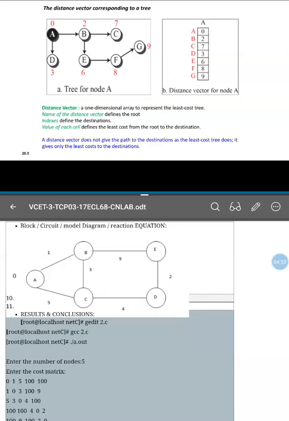Initially, the table will have only the immediate neighbor costs updated. So it is A to A, A to B, A to D. Only so much will be updated. C, E, F, G will be infinity or the largest value. So the distance vector is a one-dimensional array to represent the least cost tree. Here the name of the distance vector is the root and the indexes are the destinations. The values that we write inside the distance vector are the least cost from the root to the destination. So the distance vector tells only the least cost to the destination.